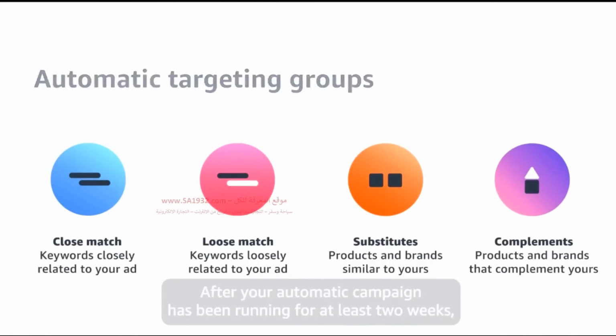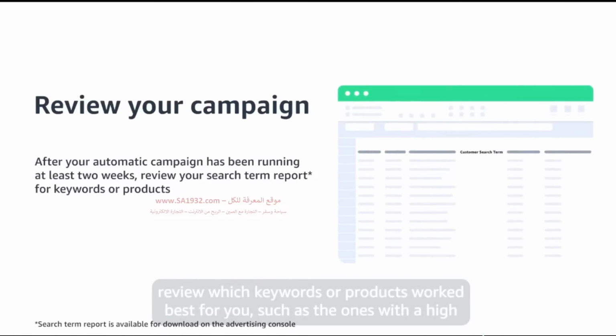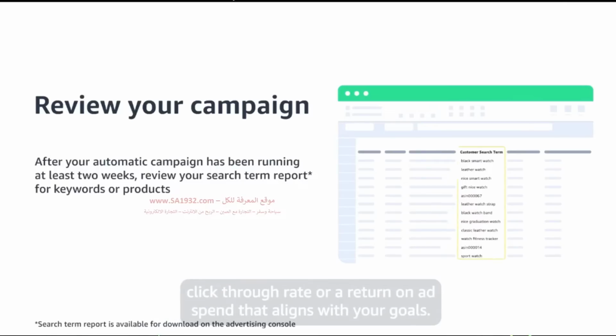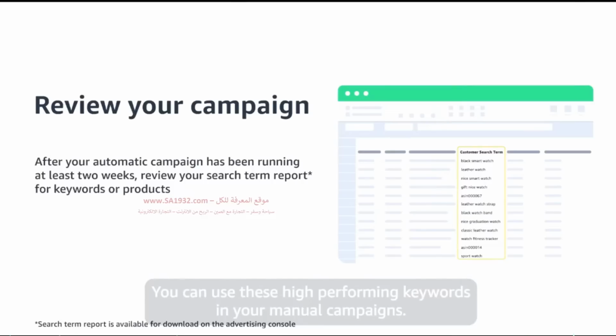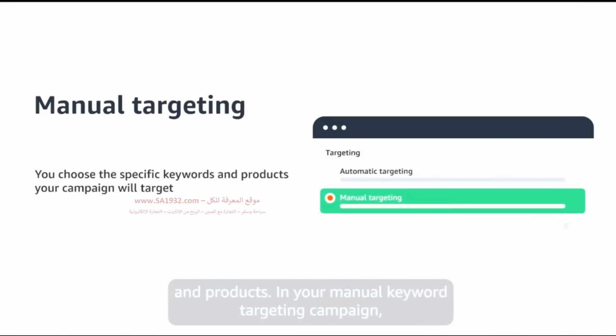After your automatic campaign has been running for at least 2 weeks, review which keywords or products worked best for you, such as the ones with a high click-through rate or a return on ad spend that aligns with your goals. You can use these high-performing keywords in your manual campaigns. Manual targeting helps you to target specific keywords and products.